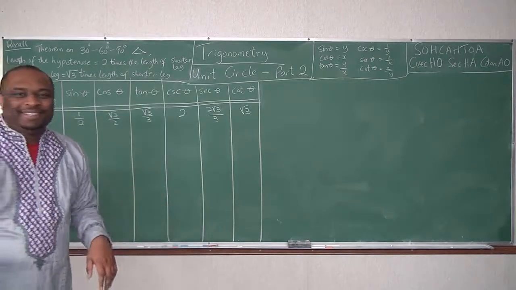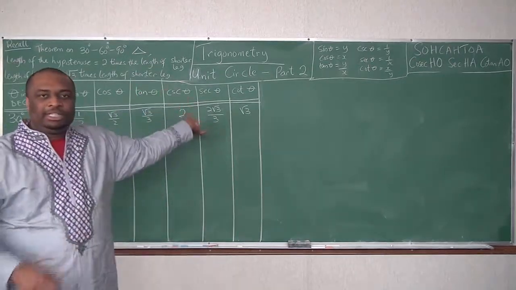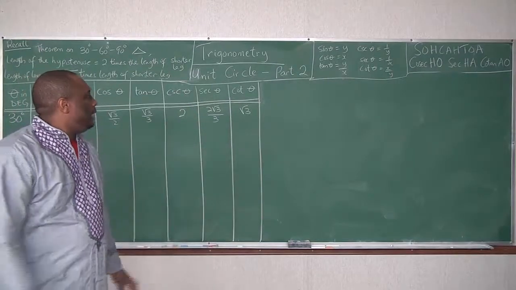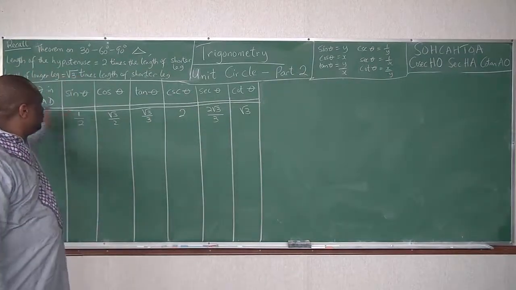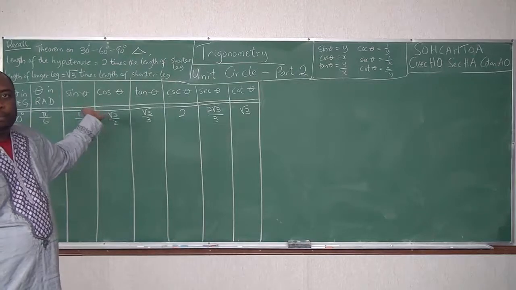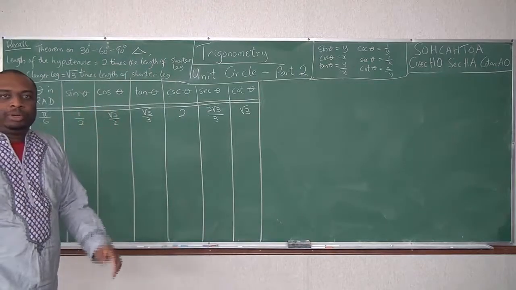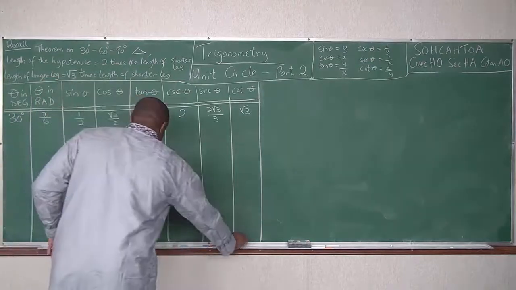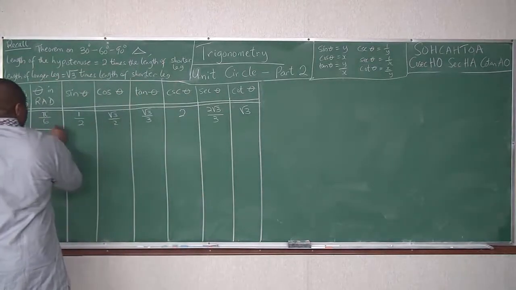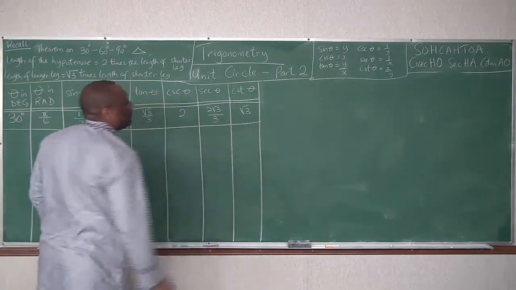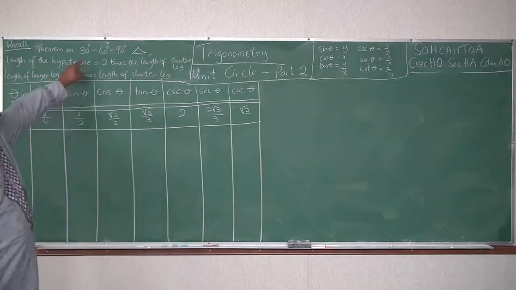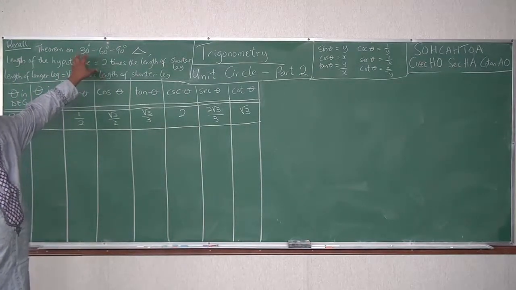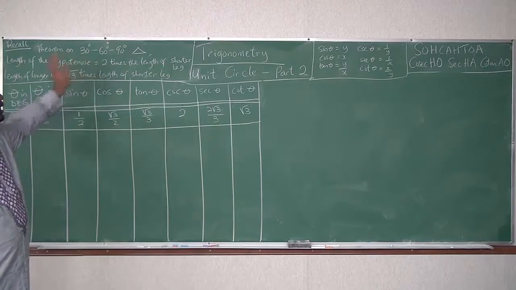Welcome back. Now this is just the continuation of part 1. What I did was I erased the quadrantal angles and I just wrote the 30 degrees up. So we have finished calculating the 30 degrees. The next thing we do now is we are still on this theorem.